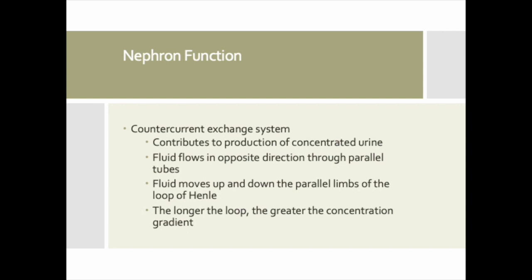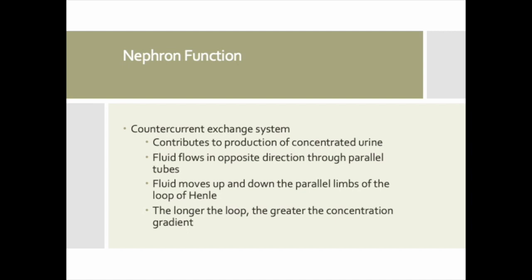So the longer the loop, the greater the concentration gradient is going to be. And this gradient increases from the cortex to the tip of the medulla. The loops of Henle multiply the concentration gradient, and the vasa recta blood vessels, remember they are around the loops of Henle, are going to act as a countercurrent exchanger because they have the task of maintaining this gradient.